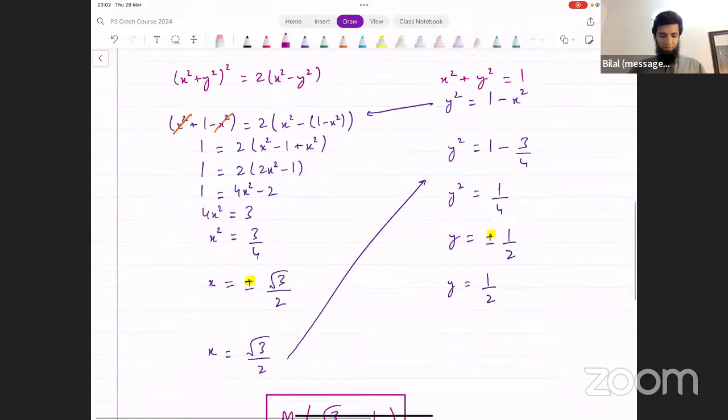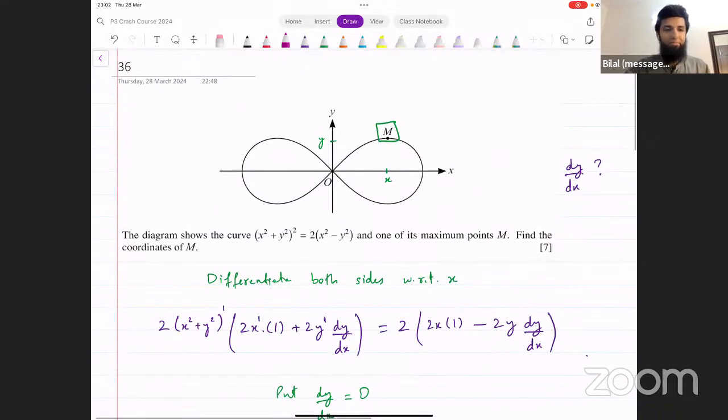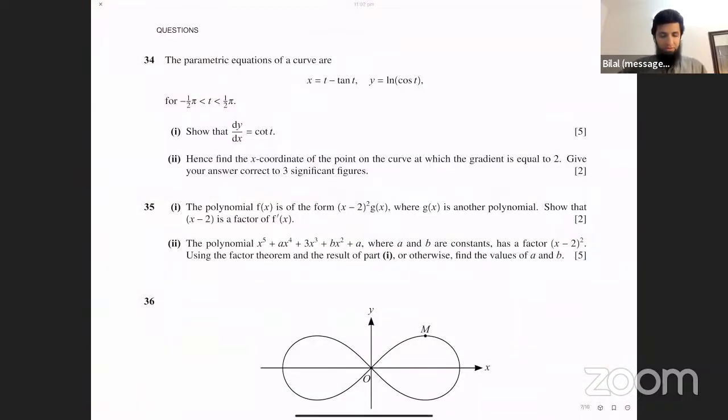So this was question number 36. Okay, let's try another one. Okay, so the next one that you're asking about is question number 12, 22, 33, 35, and 8.